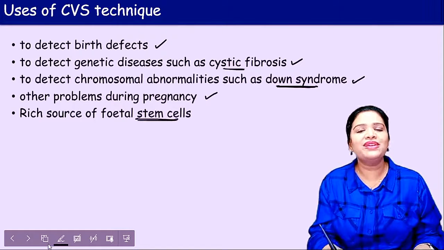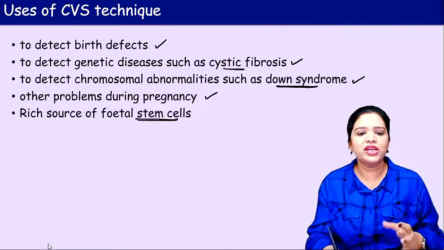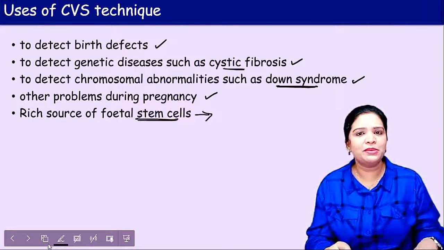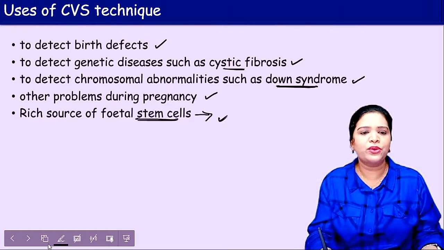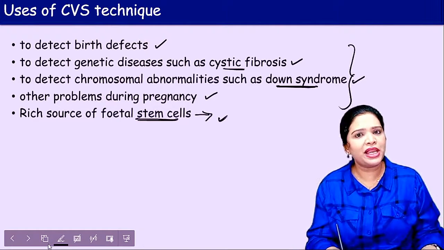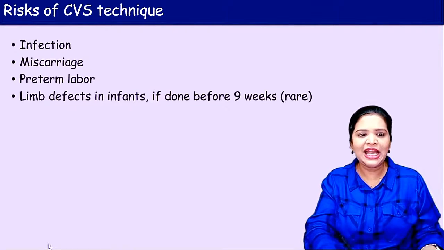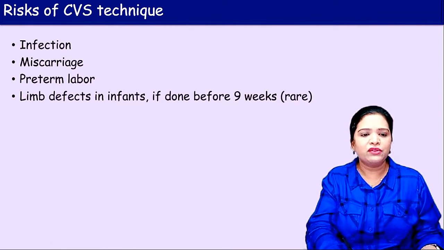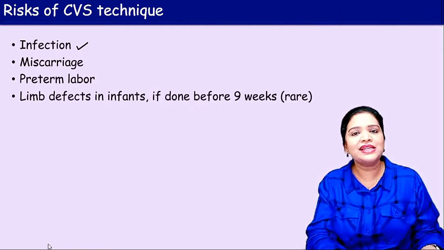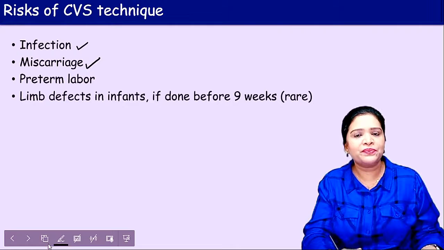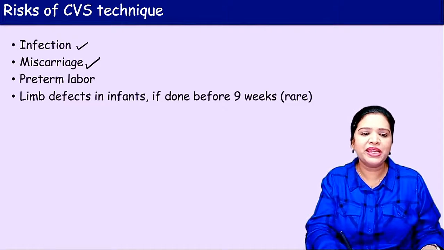Also, the chorionic villi samples have more stem cells. Those samples are rich in stem cells, so this can be stored and used in the future for treatment purposes. This is very rare, and people won't do this. So detecting chromosomal abnormalities is the major use of chorionic villi sampling. But this technique also has risks. For example, there is a risk of infection if the needle is contaminated or if sterilization is not done properly, and if the baby is disturbed while inserting the needle, it may lead to miscarriage or preterm labor.